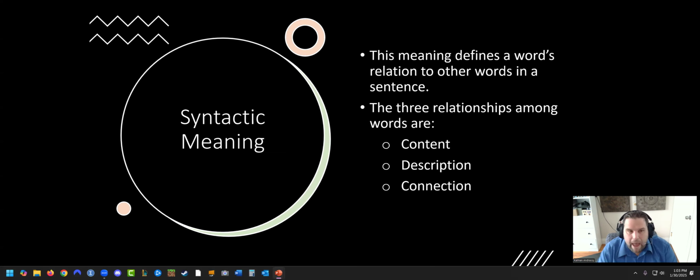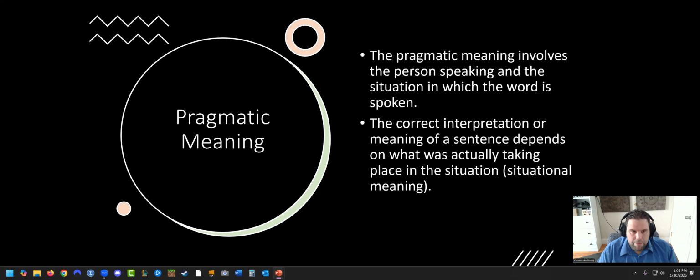Okay. Next up, we have the syntactic meaning here. So this meaning defines a word's relation to other words in a sentence. So there are three relationships among different words: content, description, and connection. So, what is the underlying content? What does it ultimately describe, and how is it connected to everything else within a sentence structure? And again, the sentence is ultimately a string of words or a string of these different core symbols that come together to express some sort of an idea or a thought.